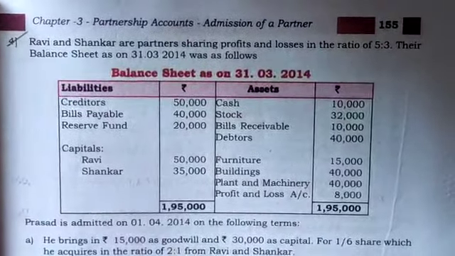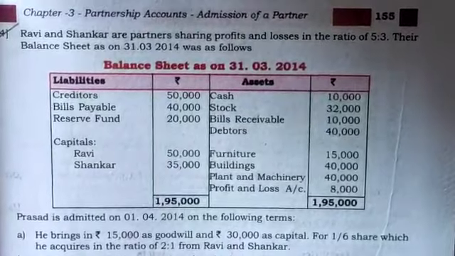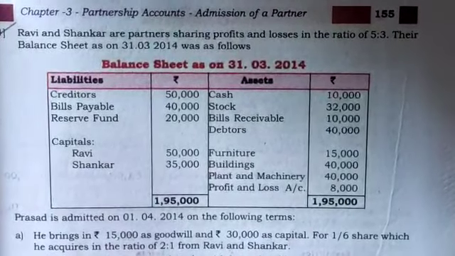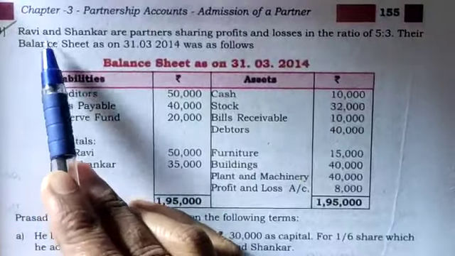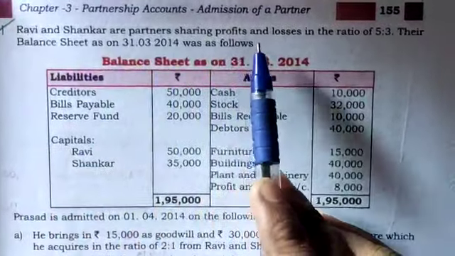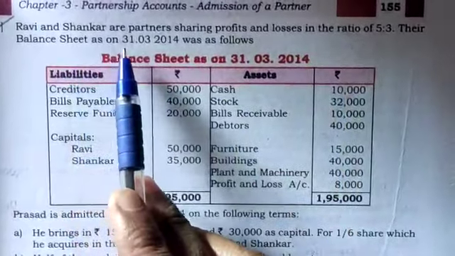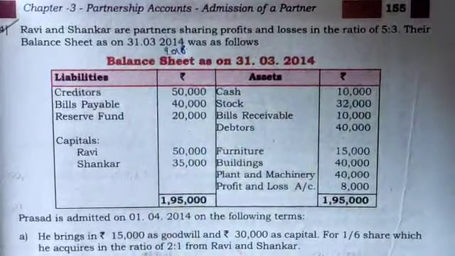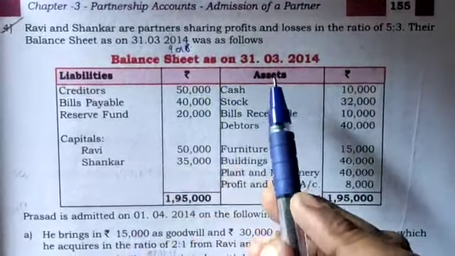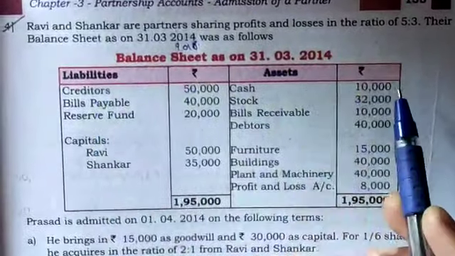Hello students, now we are taking the next problem, the 8th problem on the admission of a new partner. Here, the 4th one in the textbook. Ravi and Shankar are partners sharing profits and losses in the ratio of 5:3, and their balance sheet as on 31st March 2018 was as follows. So the balance sheet as on 31st March 2018 is as below: liabilities rupees, assets rupees.